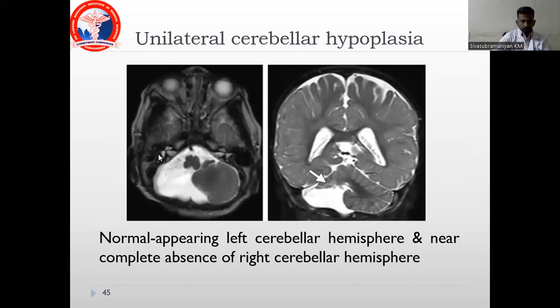You can see there is unilateral cerebellar hypoplasia, and you can see the normal appearing left cerebellar hemisphere over here, and near total absence of the right cerebellar hemisphere with the arrow pointing to the remnant superior aspect of the right cerebellar hemisphere, which is seen.